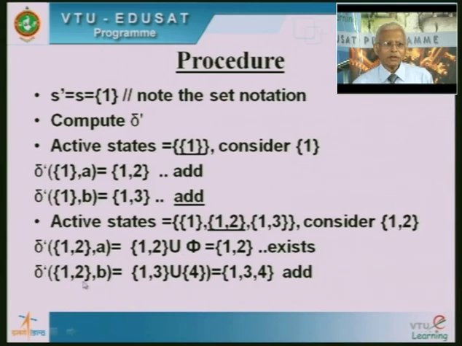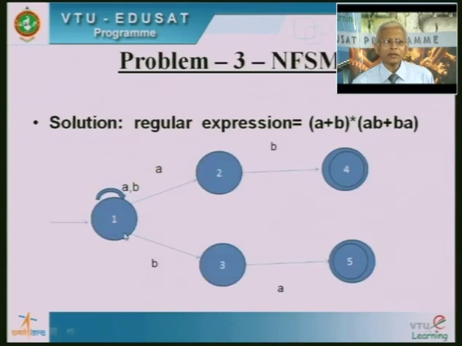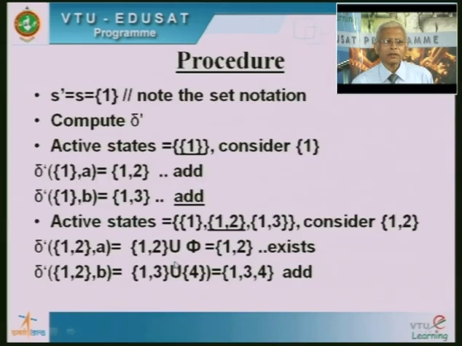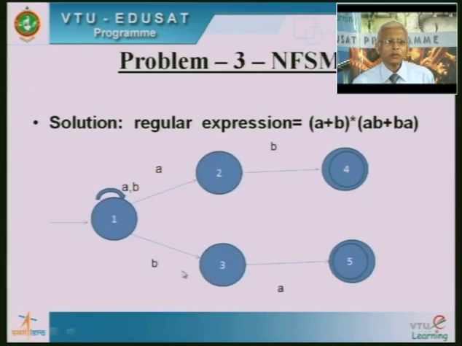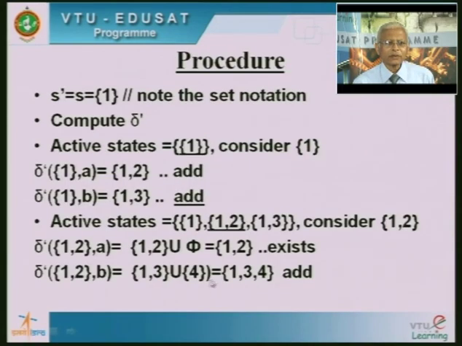Now, similarly {1,2} on B, if you look at it, 1 on B will go to 1 and 3, okay, {1,3}. Then 2 on B will go to 4. That is what I have indicated here. So, {1,3,4} will be the union. You have to simply add, it is a set addition.